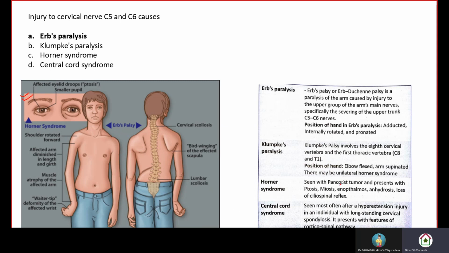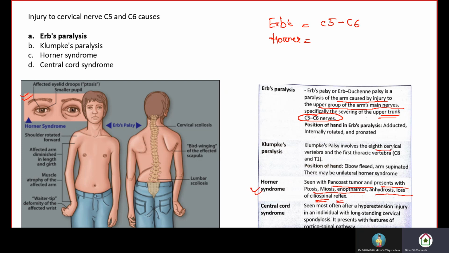In Horner syndrome, what happens? First of all, Erb's paralysis is a paralysis of the arm caused by injury to the upper group of the arm's main nerves, specifically the upper trunk, C5 and C6 nerves. While Horner is seen with Pancoast tumor, presenting with ptosis, miosis, enophthalmos, and anhidrosis, loss of ciliospinal reflex. So this is quite different.